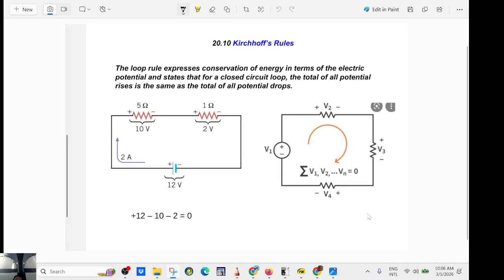So if you are in a circuit like this, the sum of the voltage drops will be equal to 0. Okay, because here you have an electric field this way, and you have an electric field this way, and you have an electric field that way, opposite.